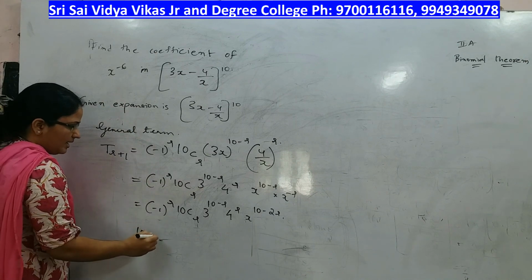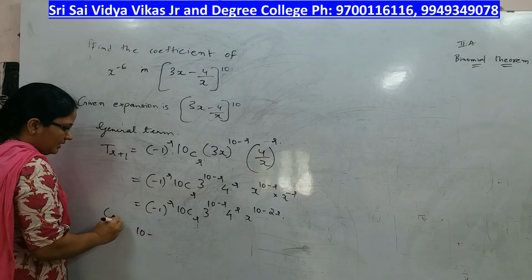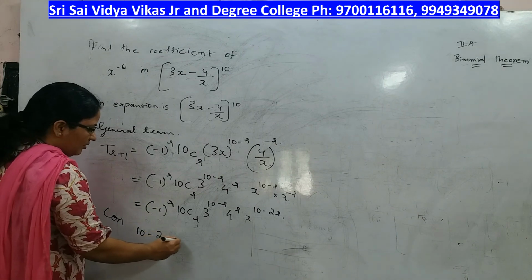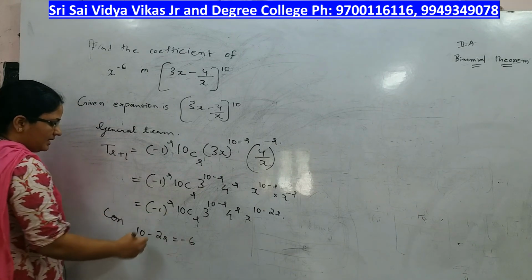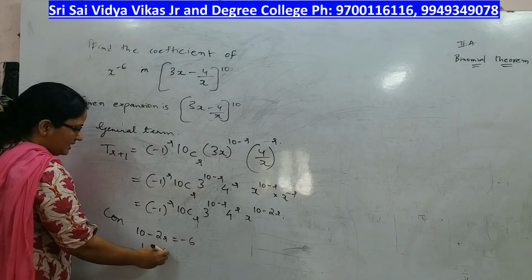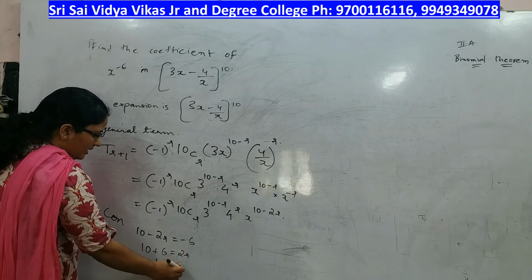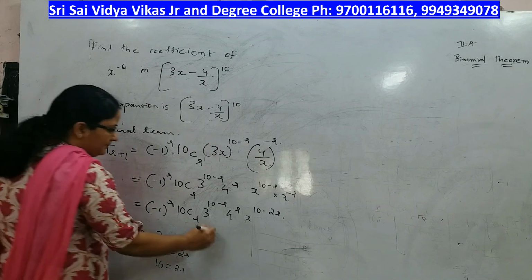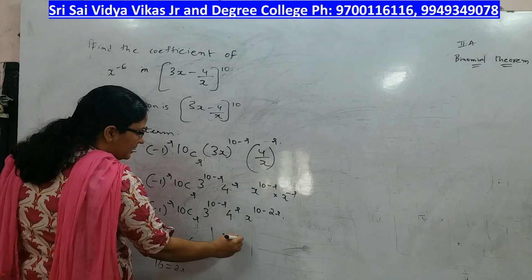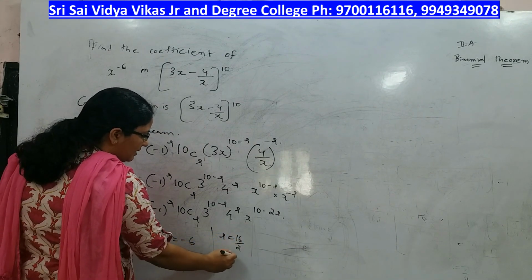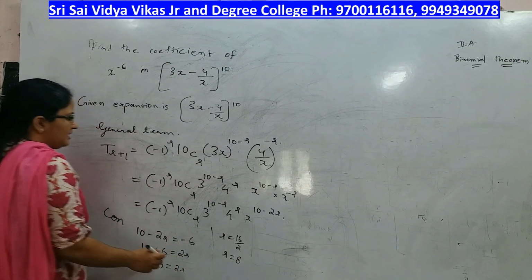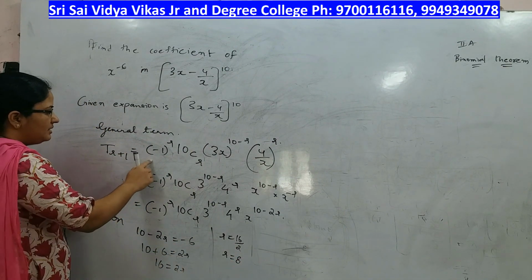Consider 10 minus 2r is equal to minus 6. Minus 6 will come here: 10 plus 6 is equal to 2r. 16 is equal to 2r. r is equal to 16 by 2, r is equal to 8. Substitute r is equal to 8 in this.